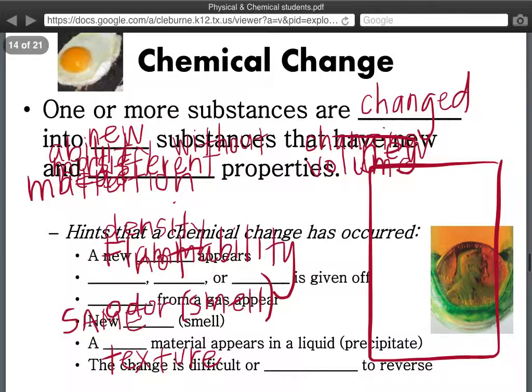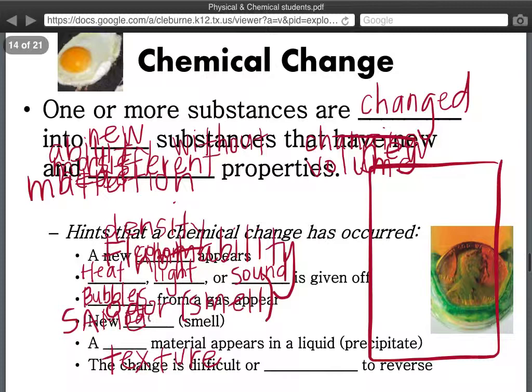If you see these things, chances are you had a chemical change. A new color appears. Not always, because you could color a piece of paper and it'd be a physical change. But if a new color appears, chances are it may be a chemical change. When heat, light, or sound is given off, you could possibly have a chemical change. When bubbles from a gas appear, you probably have a chemical change.